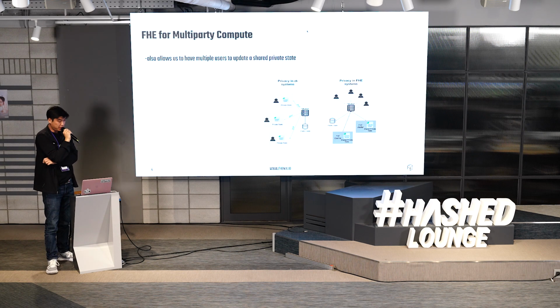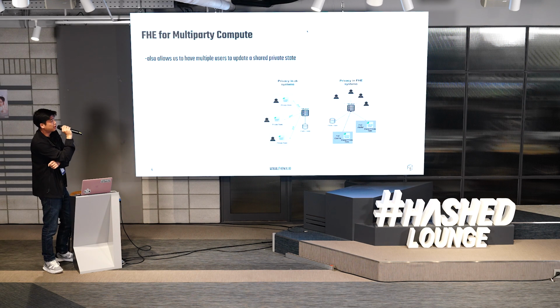However, in FHE, each of the users can interact directly with the validator set. And then from there, whatever needs to be public can be public, but what needs to stay private can exist in this private shared state where multiple people are writing to it, etc.